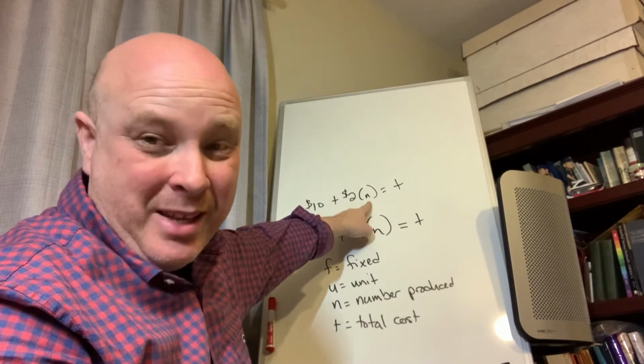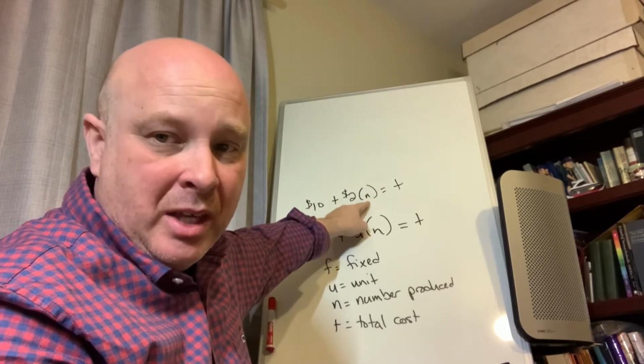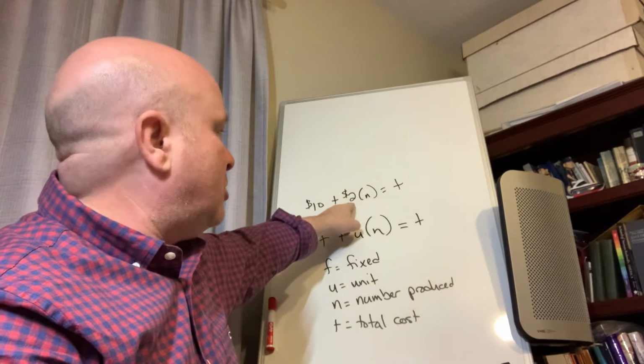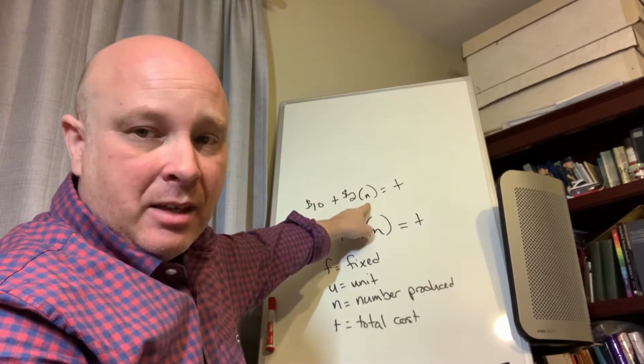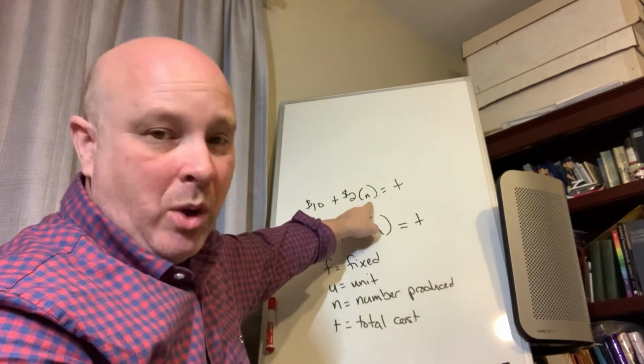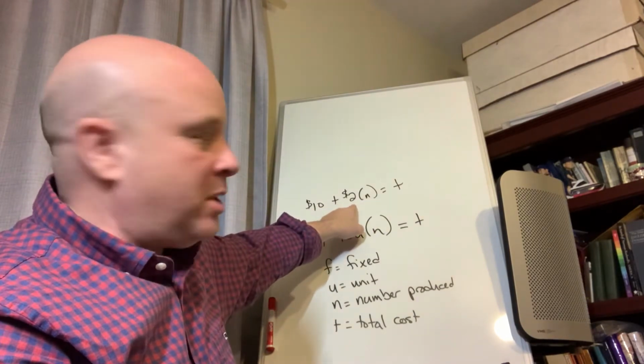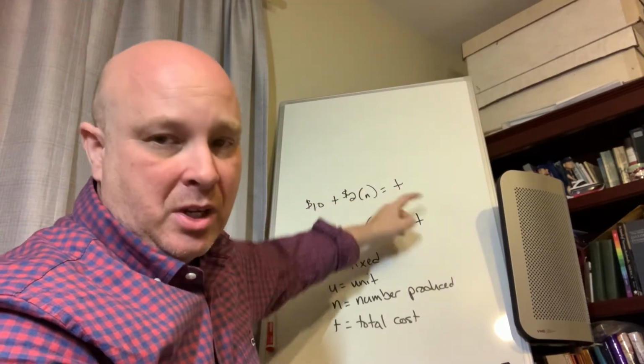I could produce 10, I could produce a million, but whatever it is, it's going to go in right here. So if I have $10 plus 2 times, let's say 10, $2 times 10 would be $20. So if I had $10 plus 2 times $10 or $20, my total cost would be $30.